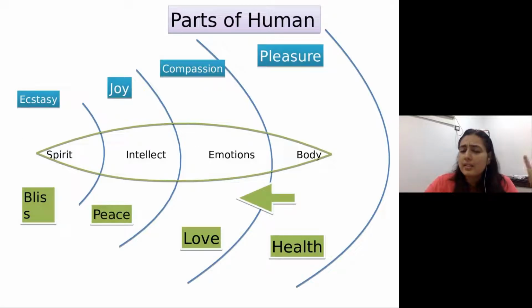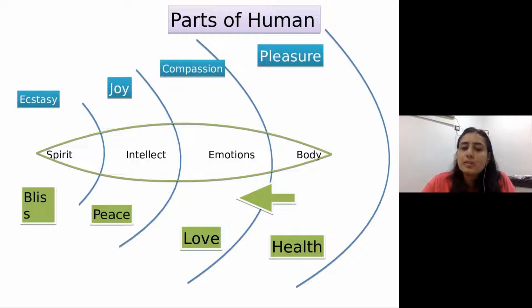Now taking a little bit of your time on this slide, as human beings, we can understand that we are not just body. As a homeopath, we have understood one thing. We are not just body, we are not just organs, we are not just tissue. We are something beyond that, which we call emotions. We are something more beyond that, which we call intellect, and more beyond, the spirit.